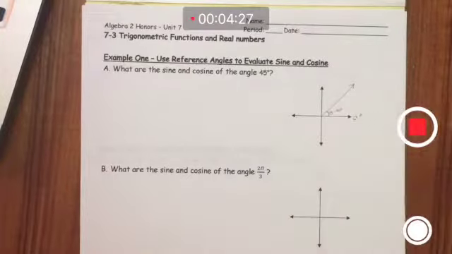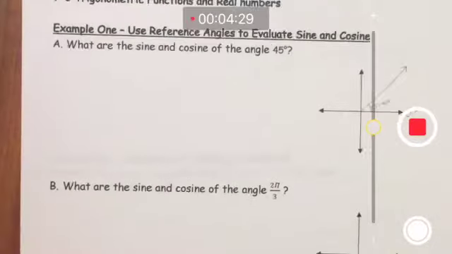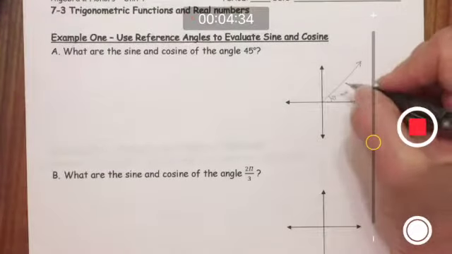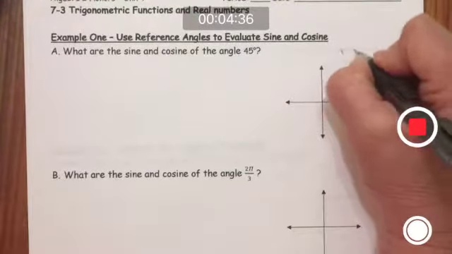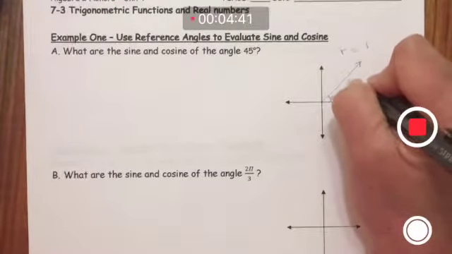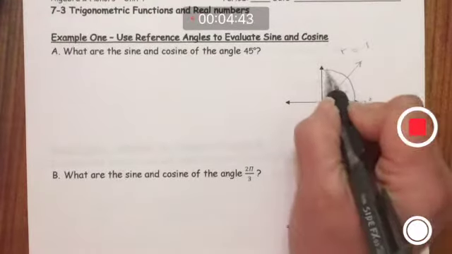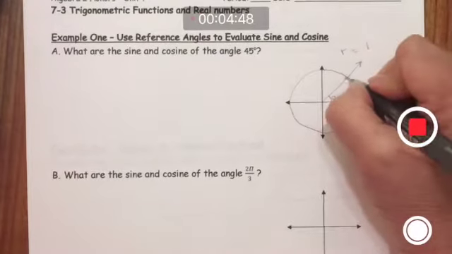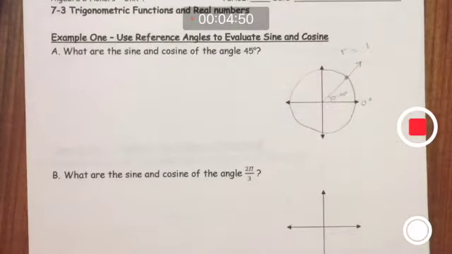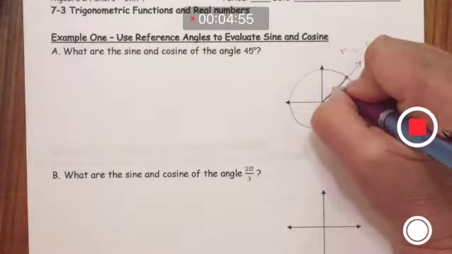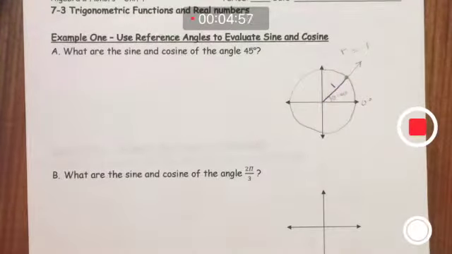Now we also talked about, let's zoom in there a little bit, here we go. We also talked about the unit circle having a radius of 1. So if I were to draw a circle around my origin with a radius of 1, then this distance right here is 1.